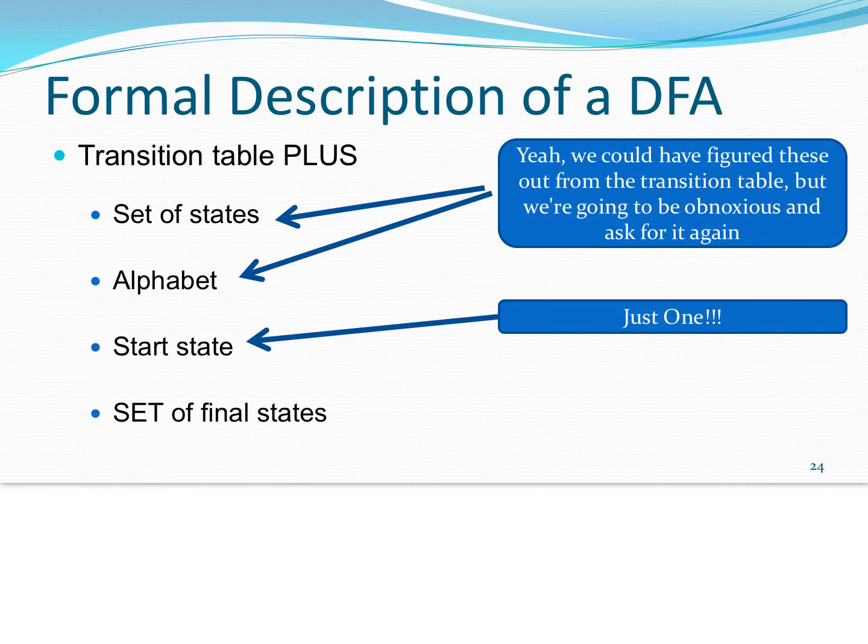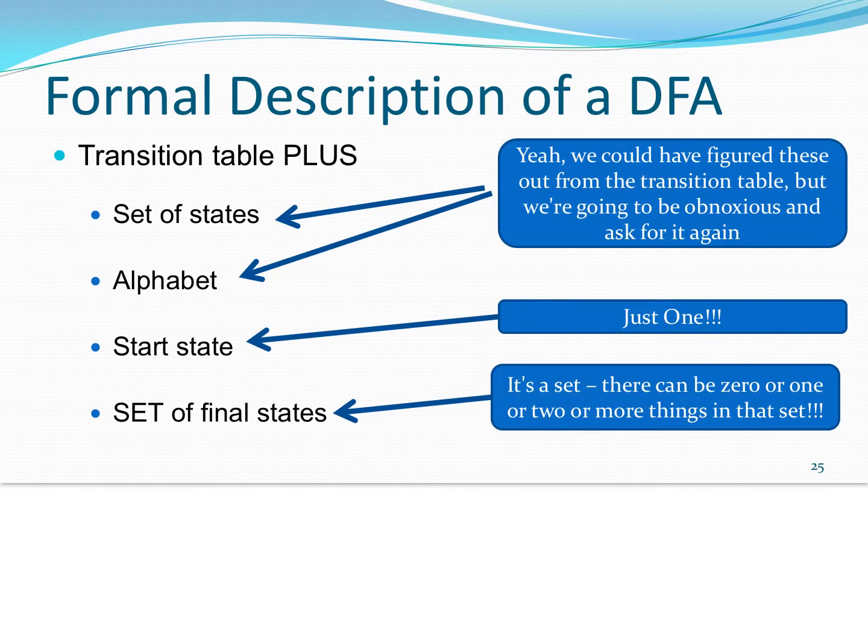In addition, we're going to specify the start state, and I remind you there's just one start state. And we're going to put in a set all the final states. Of course, it's a set, so there could be 0 final states, 1 final state, 2, or however many accept states there are. Okay?